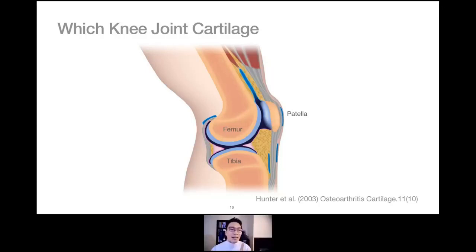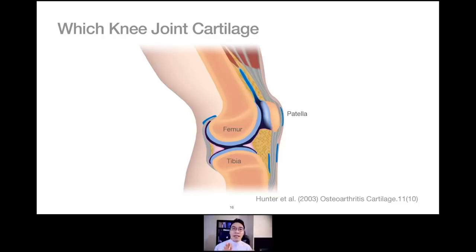Technically, there are three cartilages around the knee joint. The first one is the tibia, the second one is the femur, and the third one is the patella. And each of them is mingling upon each other. And the study by Hunter, 2003, revealed that they did the research like this.